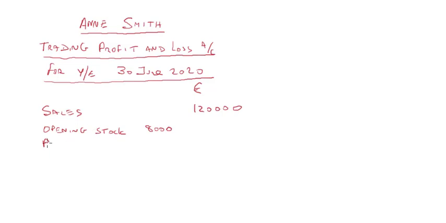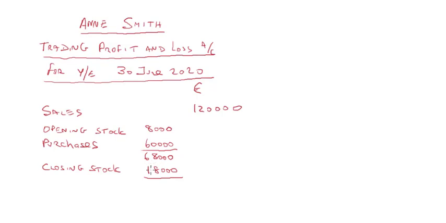That's the cost of the opening stock, and the cost of what was purchased, the stock purchased, was 60. We'll add those two together, we get 68. And that's what could have been sold, but it wasn't all sold. We're only interested in the stuff that was sold, so we're going to take away now the closing stock. We'll take it away, and it's 18,000.